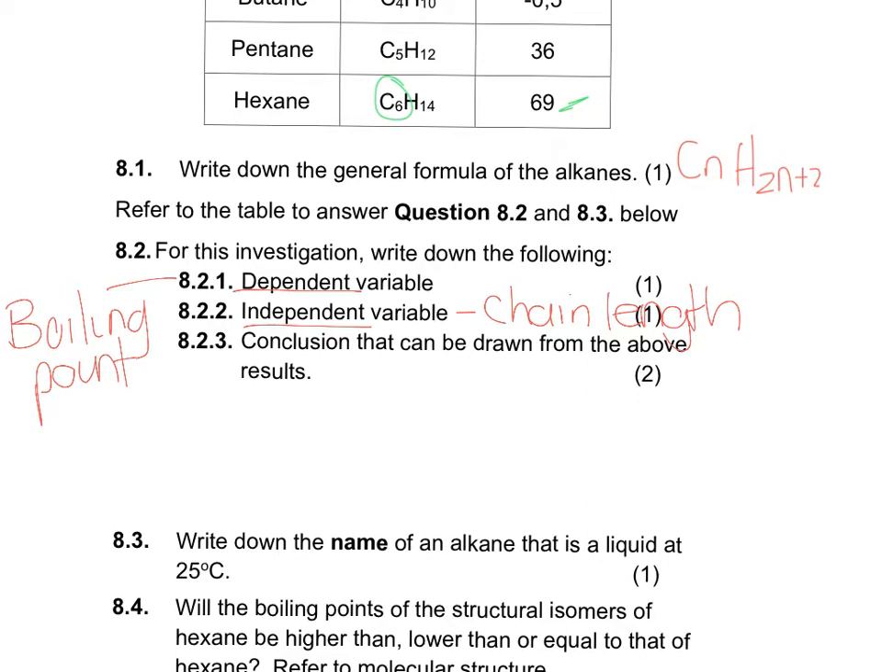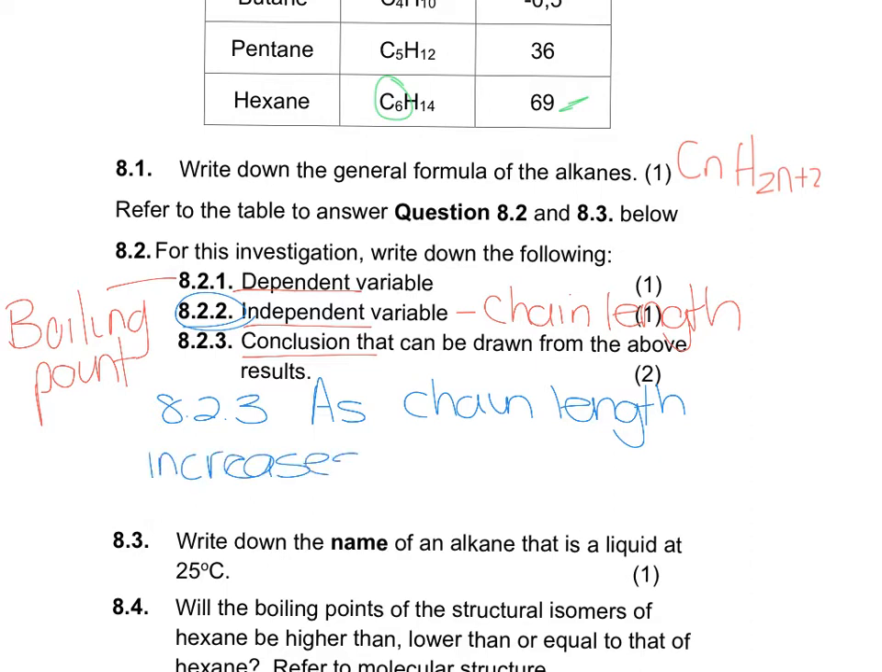Then they ask us to write a conclusion. Whatever you wrote in 8.2 as your independent variable is what you must write here. If you wrote molecular mass, then you must write molecular mass. I used chain length, so we're going to write: as chain length increases, boiling point increases.